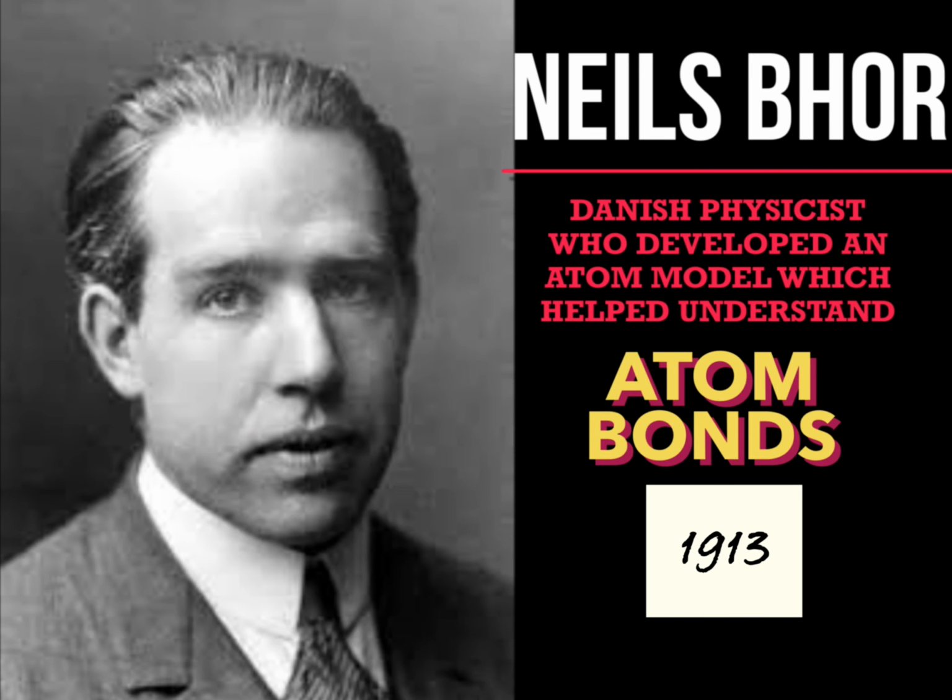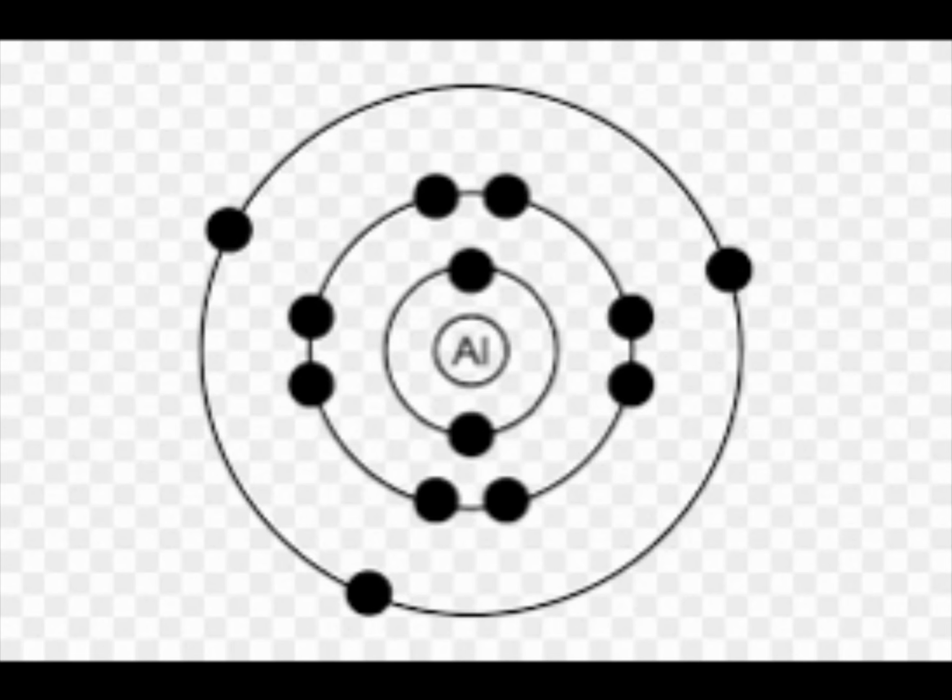Then, just 2 years later, a Danish physicist named Niels Bohr developed an atom model which helped us understand the bonding between atoms more efficiently. This model is still used to teach the different structures of atoms and the different bonding of atoms in schools today. This is a Bohr model of aluminium. As you can see, the nucleus is at the center and all the electrons are going around it in circular orbitals. These electrons can jump from one orbital to another, thus helping in bonding.